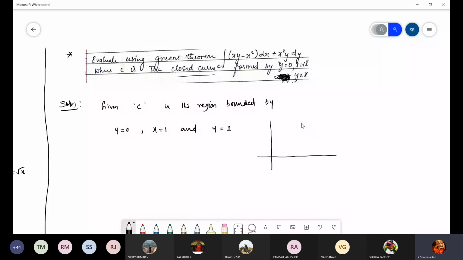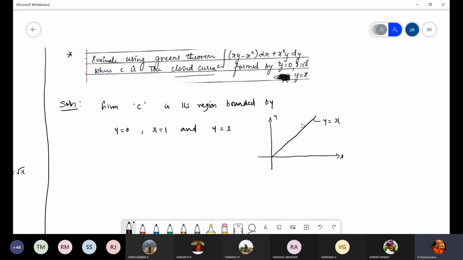If I draw in a Cartesian coordinate system, x-axis and y-axis, what does y equal to 0 represent? The x-axis. So the x-axis is one boundary. Then x equal to 1, and y equal to x. Okay, I will draw y equal to x. It is a straight line that passes through the origin and makes an angle of 45 degrees with the x-axis.